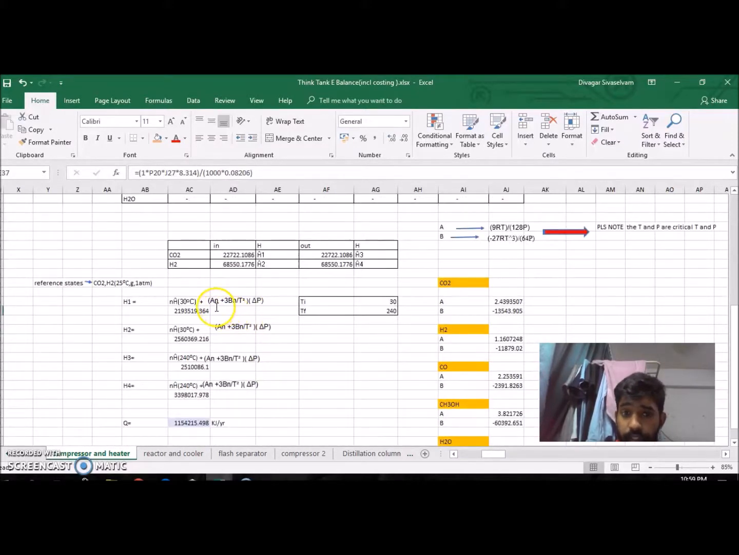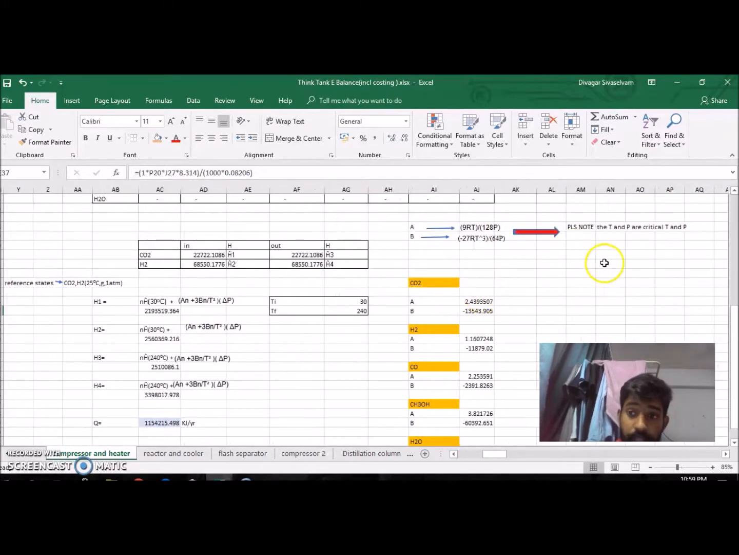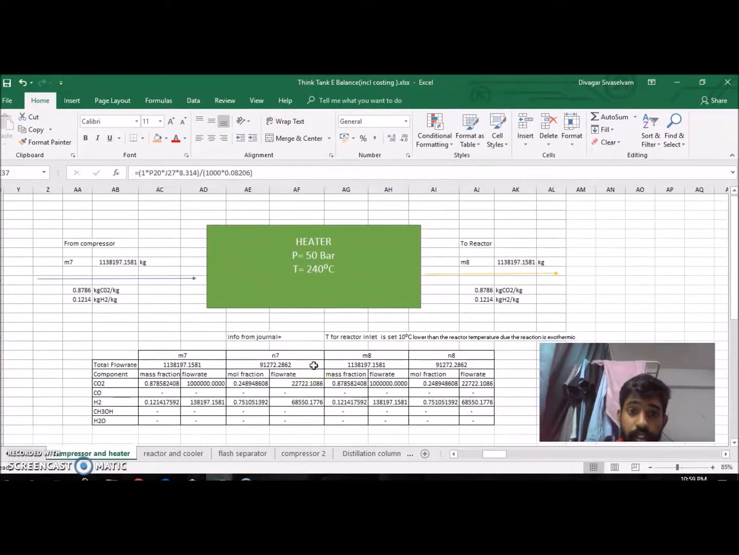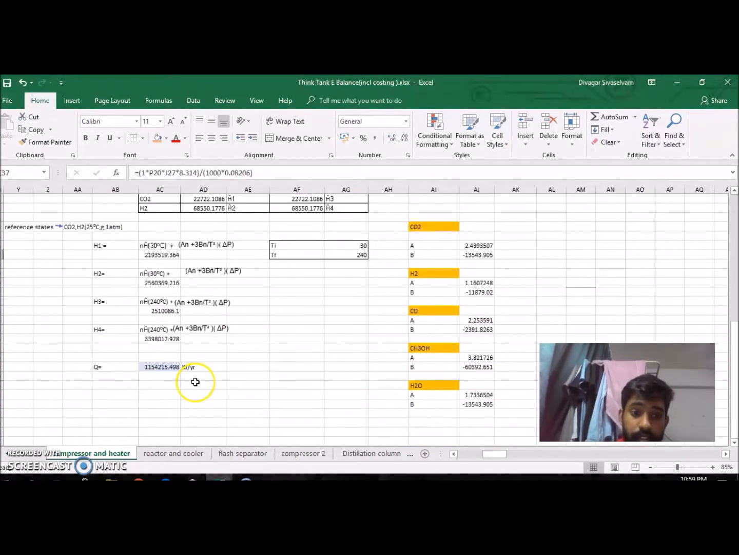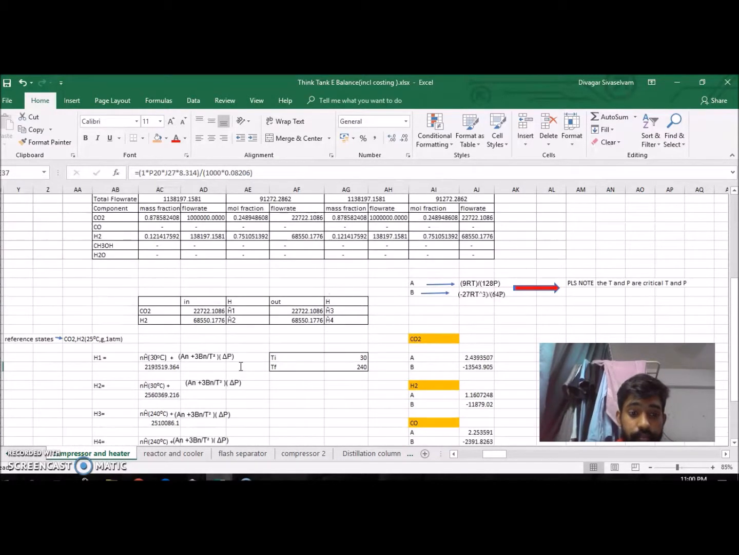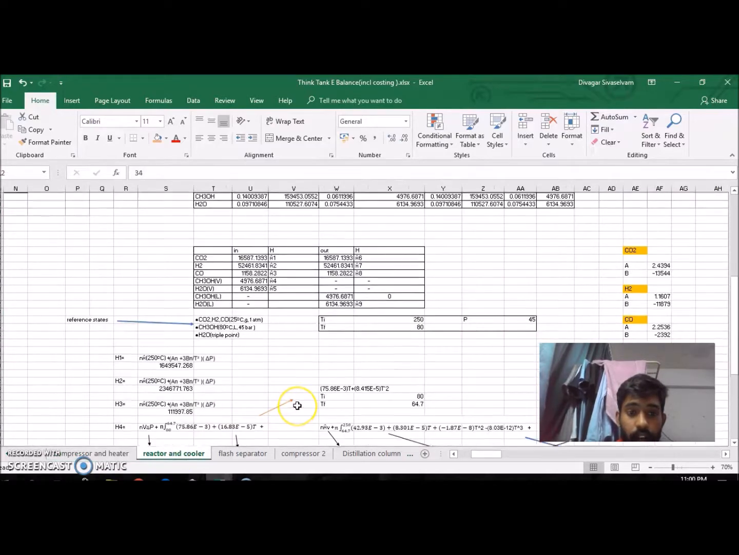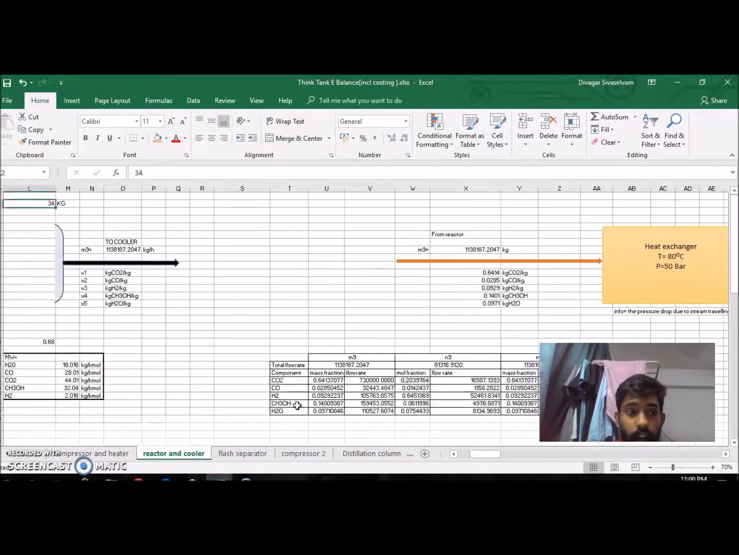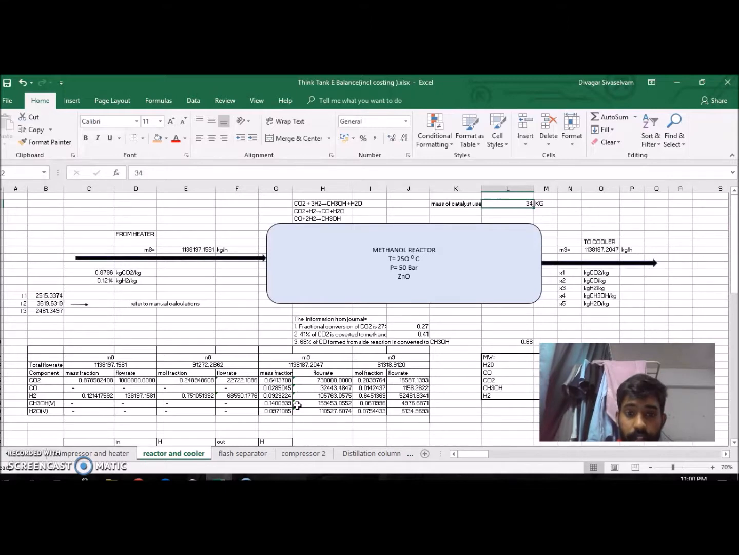For this equation to be used, A and B must be found. A and B can be found using this formula here. T and P here are critical temperature and pressure. Actually this heater functions using electricity, so this is the amount of electricity that is used in this heater.